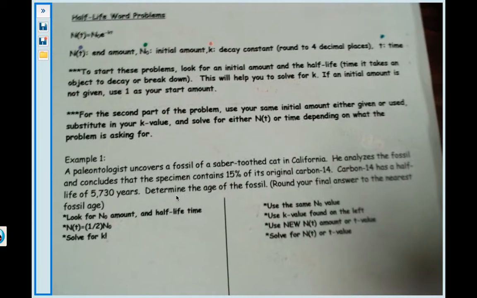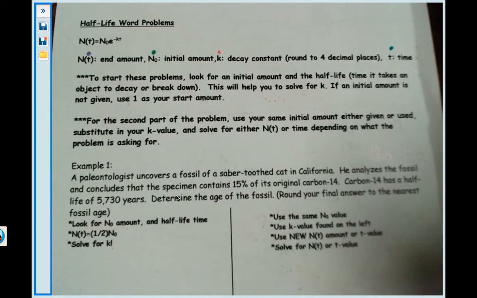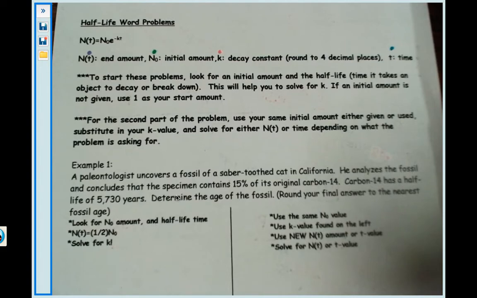Okay, so I know you guys are ready to start solving some half-life problems. I'm super excited. Okay, so half-life, you guys, this basically tells us the amount of time it takes for a substance to decay to half of its original amount, or half of the original size.